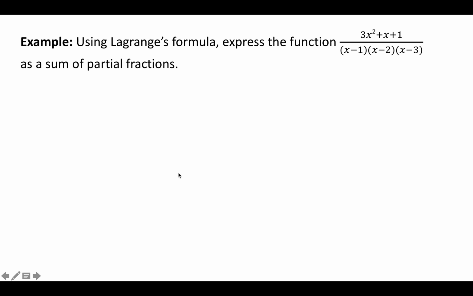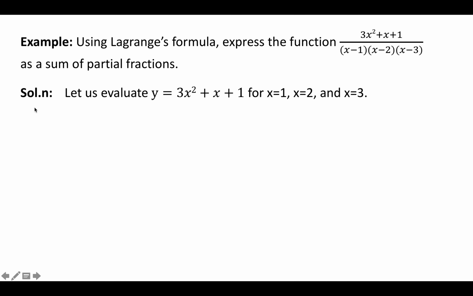Okay. Let us consider another example: using the Lagrangian formula, express the function 3x squared plus x plus 1 divided by x minus 1, x minus 2, x minus 3 as a sum of partial fractions. Or we can also ask the question, express this function as a sum of partial fractions, without mentioning the Lagrangian formula. So you have to judge by your own which method will be applicable to this numerical. So let us start with the solution.